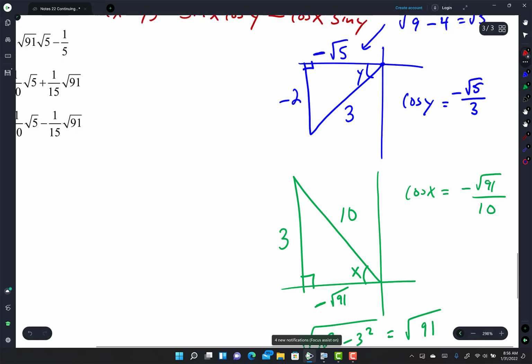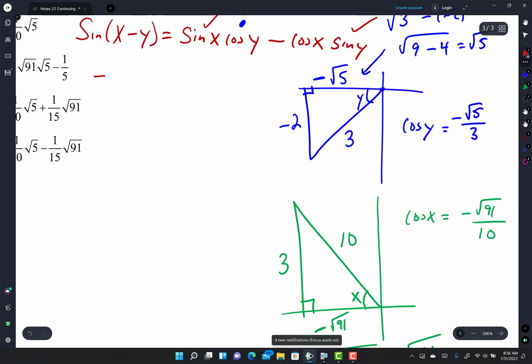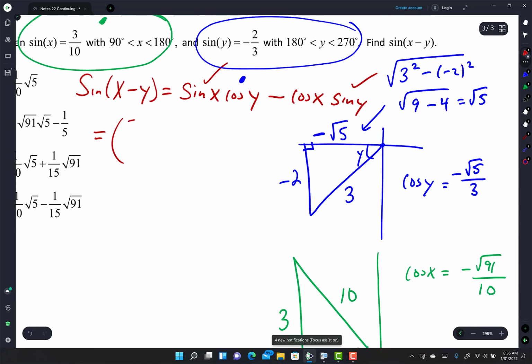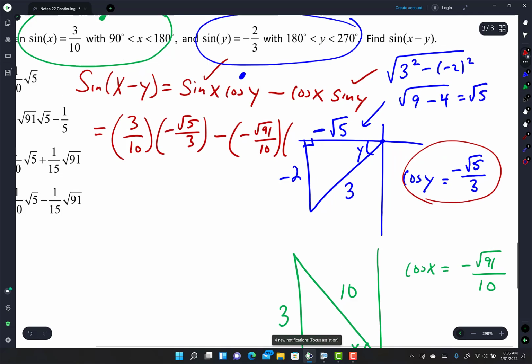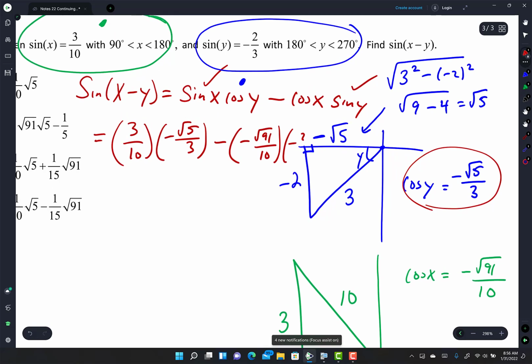Here we go. I'm going back to red, guys. Equals, I'm just starting here. Sine x. Did they give me sine x? 3/10. Close, open. Cosine y. I needed it. Here it is. Negative square root of 5 over 3. Close, minus cosine x. Negative square root of 91 over 10. Close, open. Sine y. Negative 2/3.